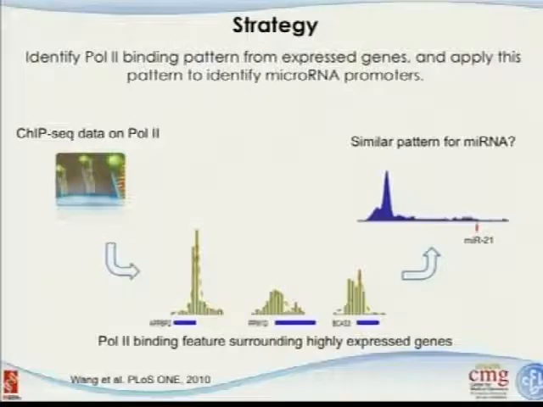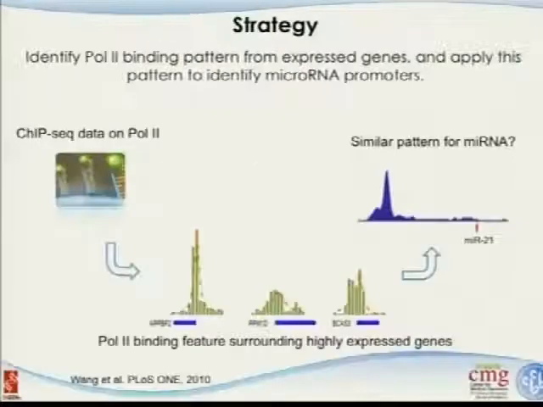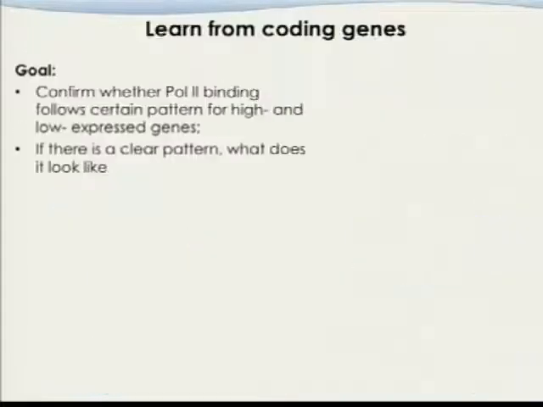And we got 2 papers on that, which were published last year. So let me show you some results. The first step is, again, we want to learn from the protein coding genes to see whether there are some specific binding patterns around the transcription starting site. So the goal here is to confirm whether the RNA polymerase II binding pattern follows certain patterns for high and low expressed genes. If there is a clear pattern, what does it look like?